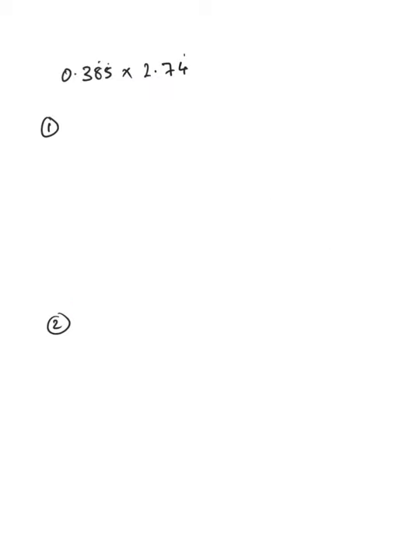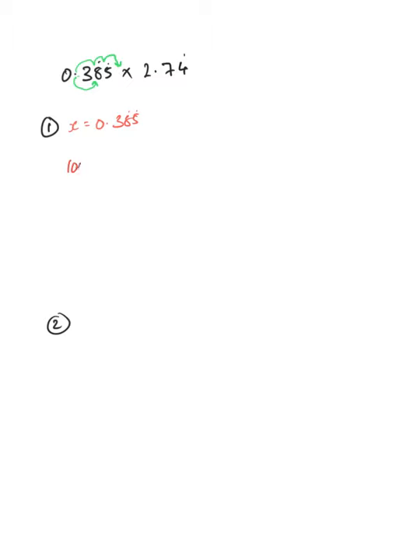Okay, so the first one I want to do is 0.385 recurring multiplied by 2.74 recurring. The first thing I need to do is turn each into a fraction. So I'm going to let x equal 0.385 recurring. Now if you remember from my previous video, I need to get the recurrence to the left and to the right of the decimal point. If I move the decimal point once, I'll get the 85 recurring on the right hand side but not the left hand side. If I move it 3 times, I'll have 85 on both the left and the right.